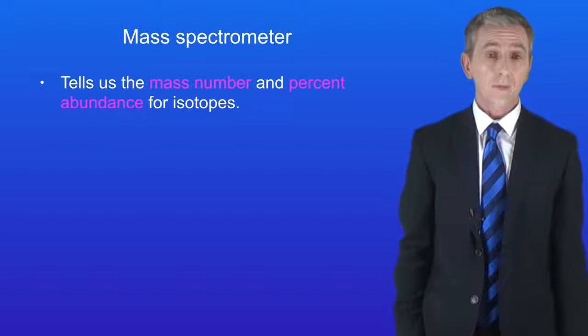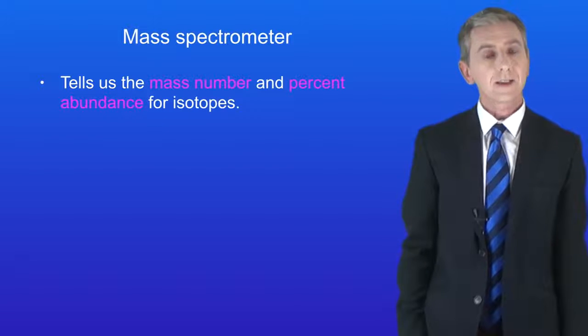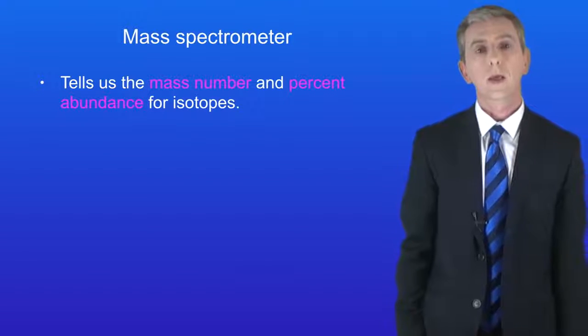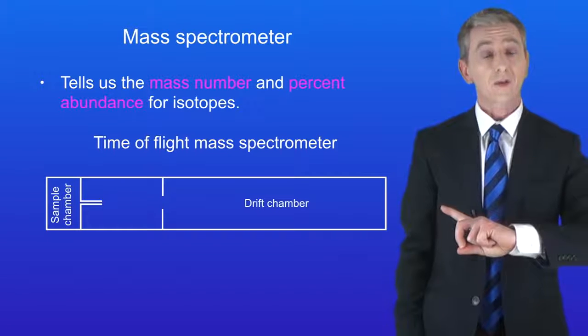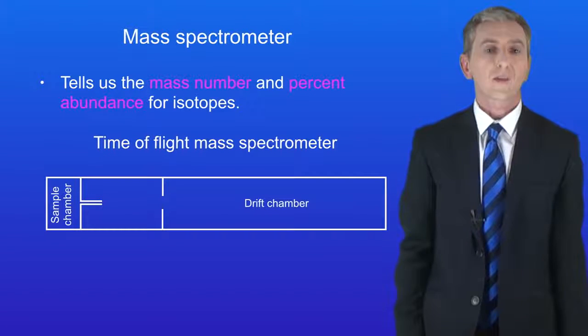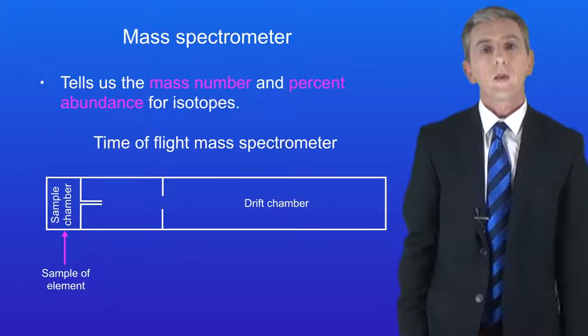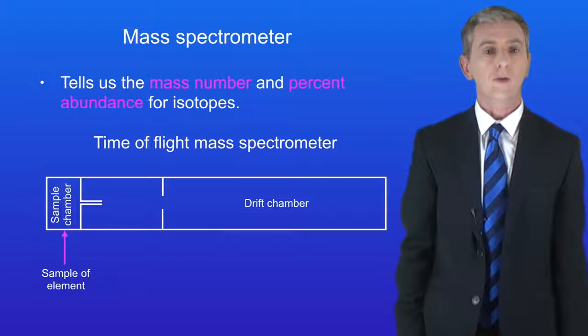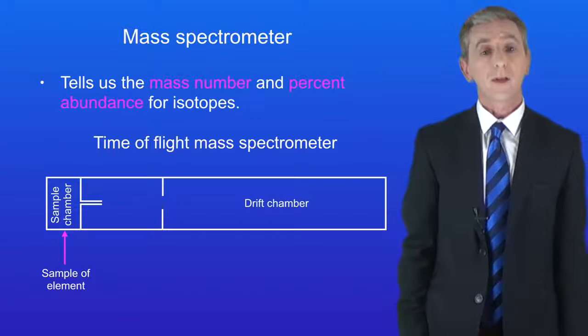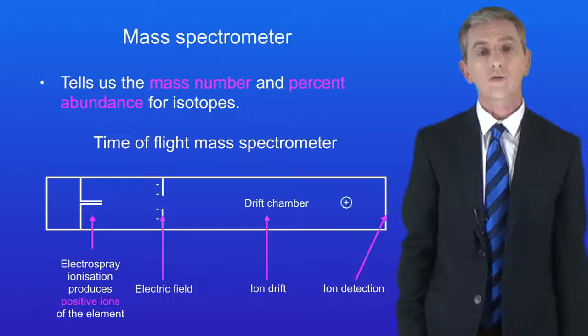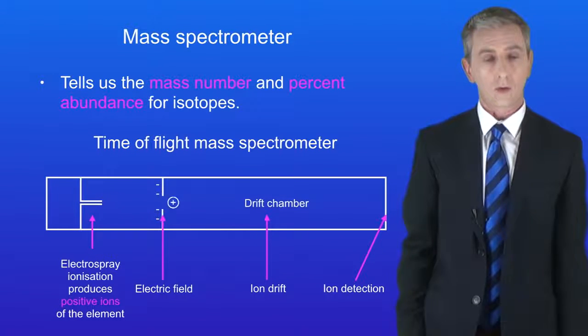If you're following the AQA specification, then you're meant to know the details of how the mass spectrometer works. This is called a time-of-flight mass spectrometer. There are other designs of mass spectrometer, but this is the one specifically mentioned in the AQA specification. In the first stage, we take a sample of the element that we're interested in. This contains all of the different isotopes for that element. We place this in the sample chamber. This then passes through a process called electrospray ionization. The key point about this stage is that it converts all the atoms of the element to positive ions.